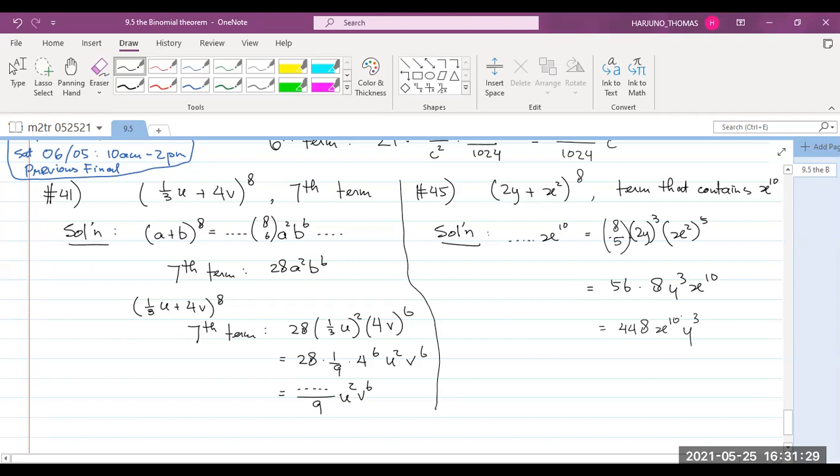Easy, right? Not too hard, but you have to notice the pattern. You need to notice the pattern.